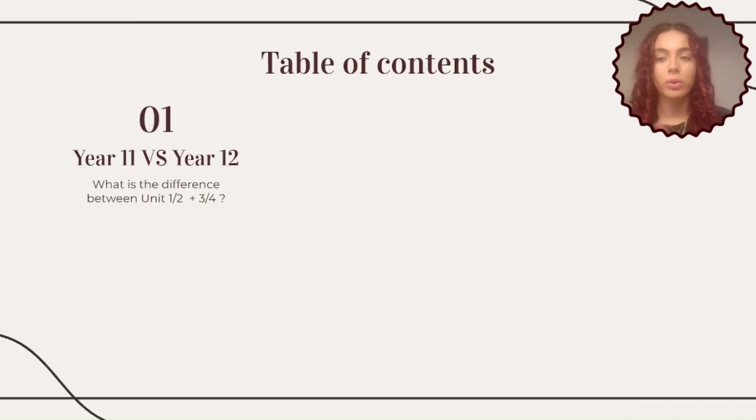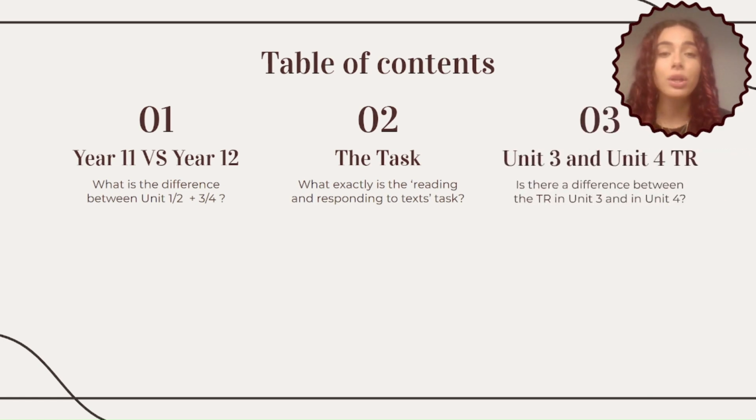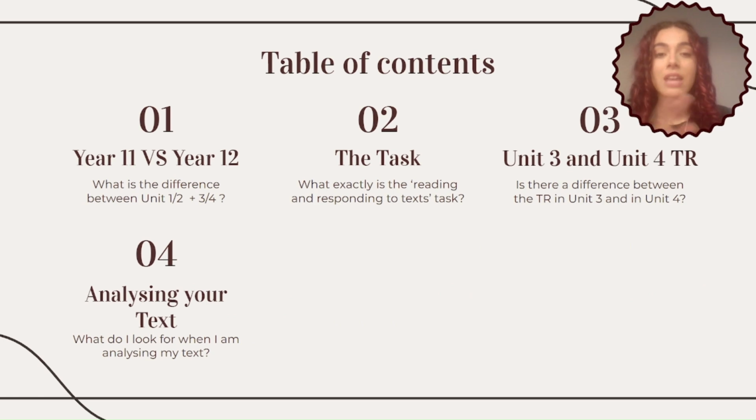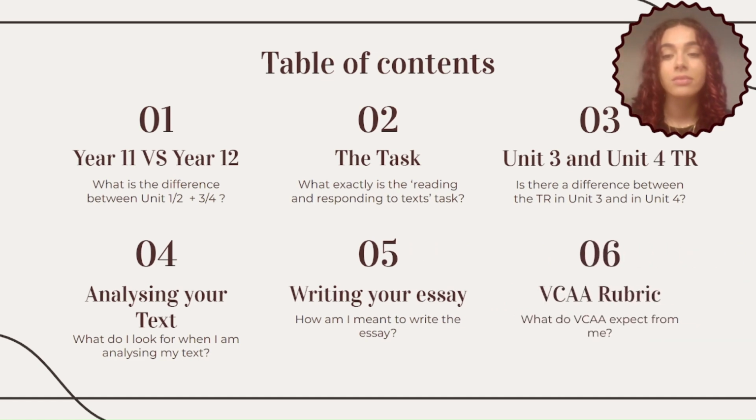Let's get into it. What we're going to be covering is the difference between Year 11 and Year 12 text responses, or reading and responding to texts. We will also be looking at the actual SACs and what the task is, basically. Then we're going to look at the difference between Unit 3 and Unit 4. Is there really even a difference between the two assessment types? Then we're going to look at the skills of analysing your text and how to write an essay. And finally, we're going to look at the VCAA rubric, the rubric which you will be assessed on in the end of year exam.